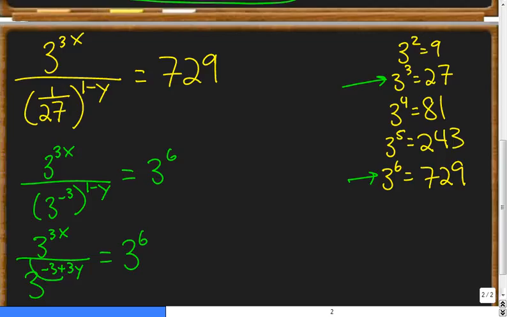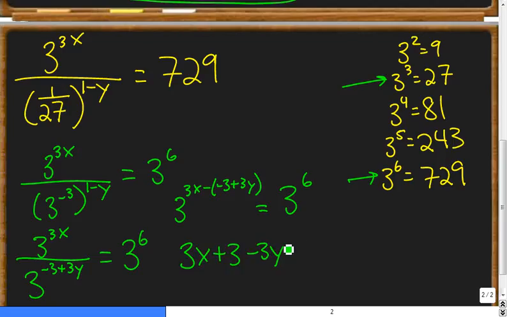We're then going to subtract the top away, kind of just like we did in the previous part. So we're going to have 3 to the 3x minus a negative 3 plus 3y, and that equals 3 to the 6th. So we can simplify this and write out an equation. We're going to have 3x plus 3 minus 3y equals 6.